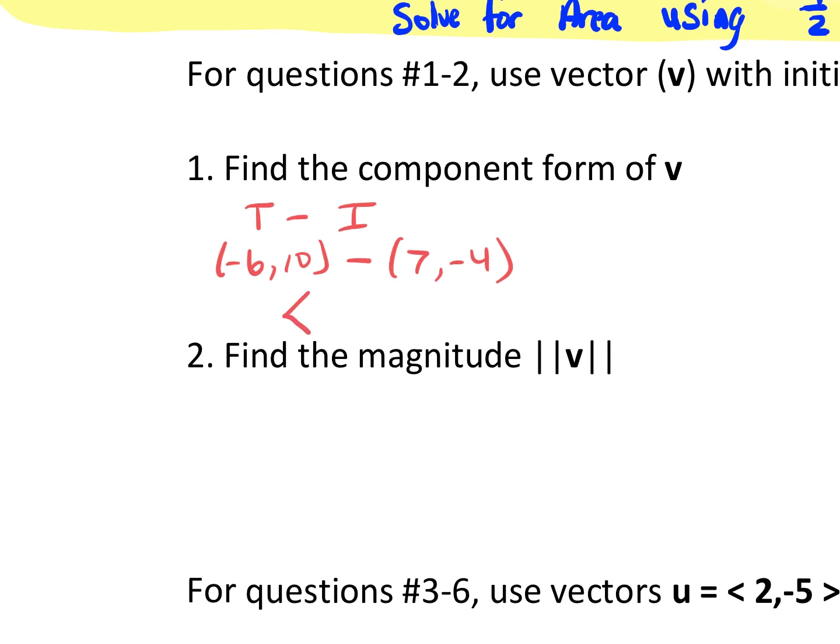Now your component form has to have the angle brackets at the end, and it's first with first. So what is negative 6 minus 7? Negative 13, okay? What is 10 minus negative 4? Positive 14. There is your vector. Guys, I can't give a lot of partial credit when you have 13, negative 14, because that means you mixed up the points. Especially if you have a calculator, there's not going to be a lot of partial credit on this test. You have to have your signs right. Negative 13, comma 14 is very different than 13, comma negative 14.